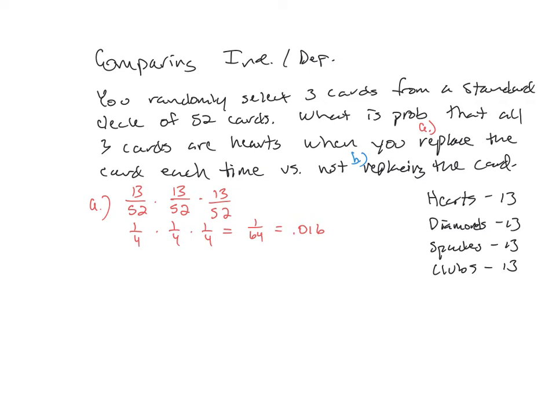0.016. All right, so then when I don't replace the cards, well, I still have a 13 out of 52 chance. But I set the heart aside, and then you mix up the cards, and I want to get another heart. Well, how many hearts are in there now? There's 12. And now there's 51 cards. Okay, I set the card aside, pick another one. How many hearts are in there? There's 11 out of 50 cards.